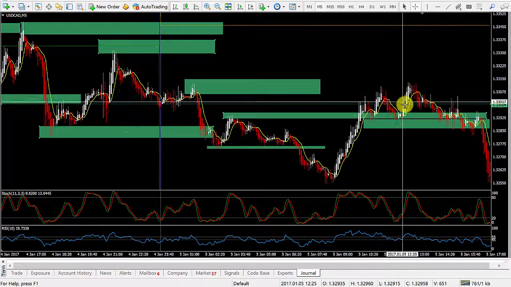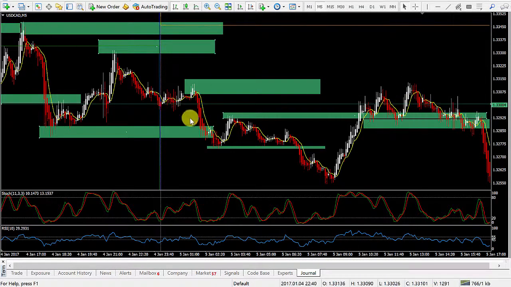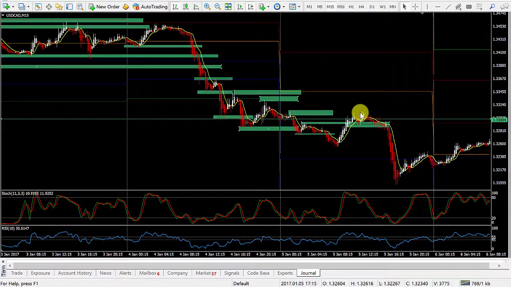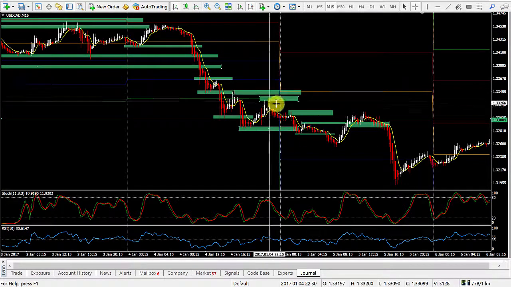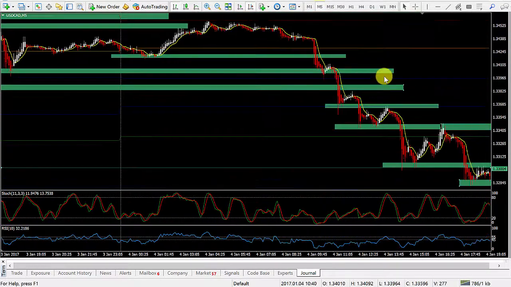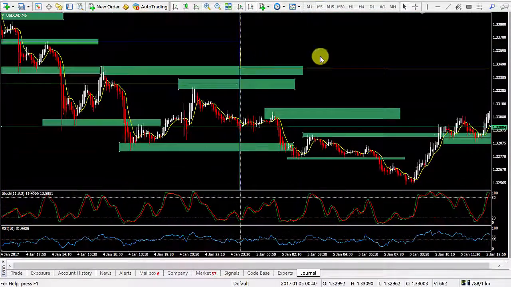To get in, or if I get in here, it is still against the macro trend. And if you go to the M15, we are in this area, we are still against the macro trend. And then of course on the M15, the last significant high is still up here. So let's go forward a bit.